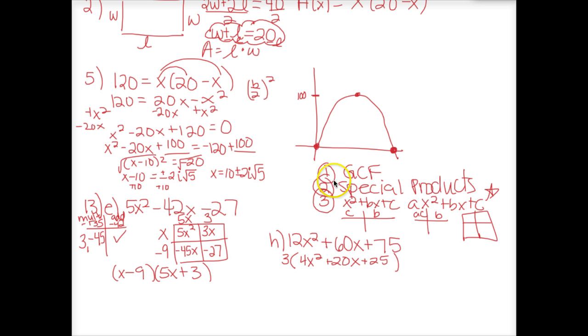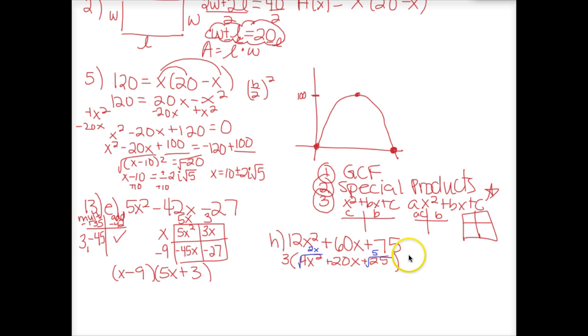After I do GCF, I look for special products. I know this can't be a difference of squares because it has 3 terms. I am looking to see if it could possibly be a PST because I have perfect square roots on both of these. The square root of 4x squared is 2x. The square root of 25 is 5. Remember, you have to check the middle term. 2x times 5 is 10, and when I double that, that does give me 20. So this is indeed a PST.